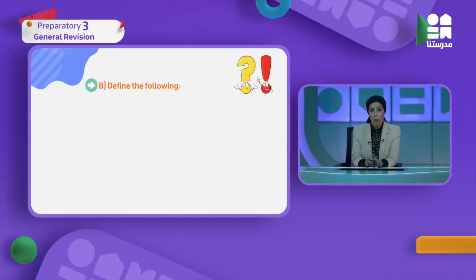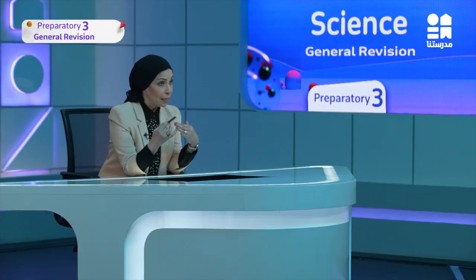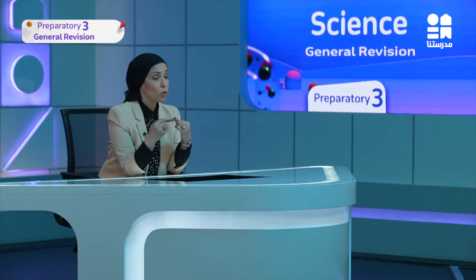Define the following. Here, the first definition, and as I said before, one of the most important definitions that comes in the exam, the definition of chemical activity series. What's meant by chemical activity series is the arrangement of metals in descending order according to the degree of their chemical activity. You must mention that they are metals, and the type of arrangement, which is descending, according to their chemical activity. Three conditions should be covered in this definition.